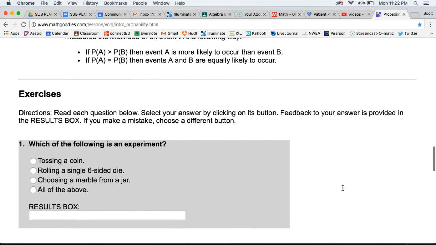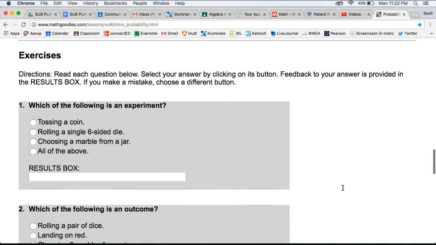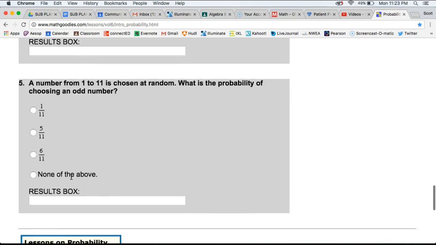So here's what you're going to do. We're going to pause the video. You are going to answer these questions. There's really nothing else for me to do in terms of checking this with you, because when you click on any of these choices, you're automatically going to be told whether you are correct or not, and you can kind of go from there.